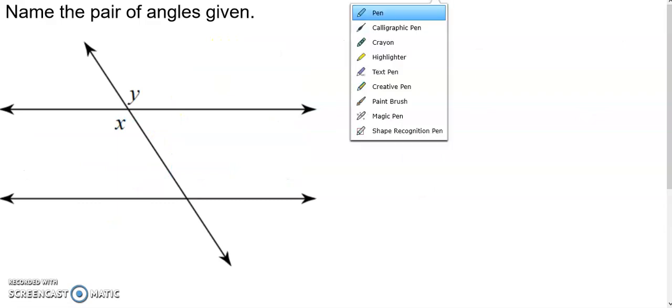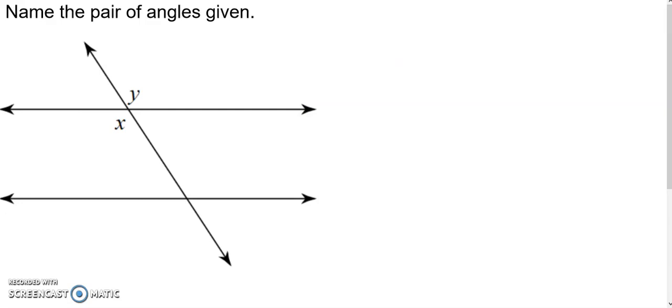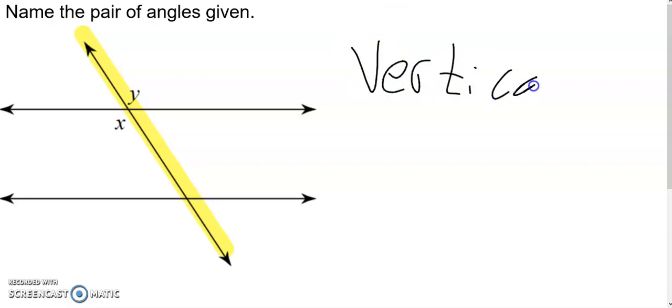So when we look at these ones, we're going to hit up the same process. Well, actually, that's not the transversal, because X and Y, there's no angles down here at the bottom. So I don't even need this line. If you know, this is from Unit 1. They are on opposite sides of the X. These are vertical angles.